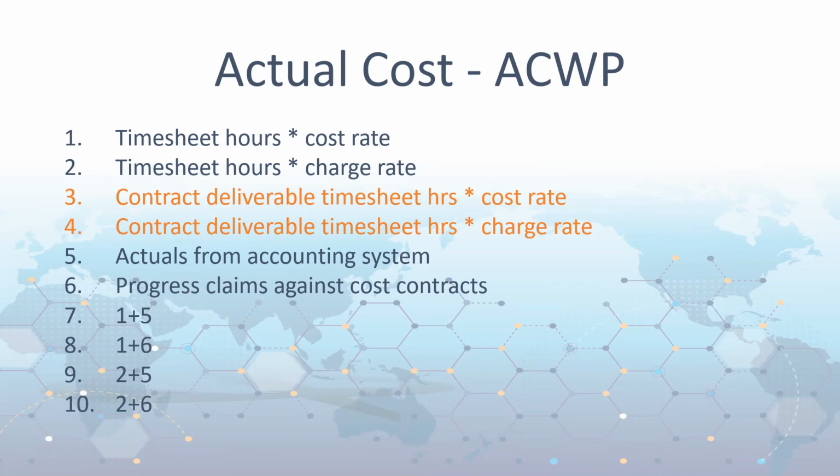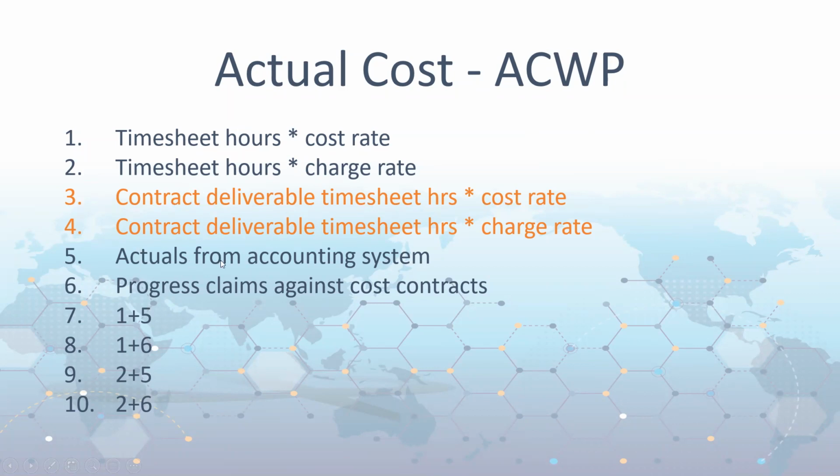So how does that come about? It comes about through timesheet hours multiplied by the cost rate or charge rate. In UniPhi 17, you also can do contract deliverable timesheet hours times cost rate and charge rate. So that's a more granular look at the earned value.